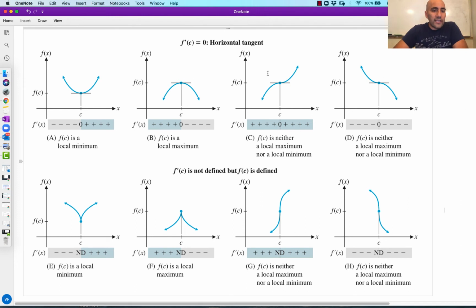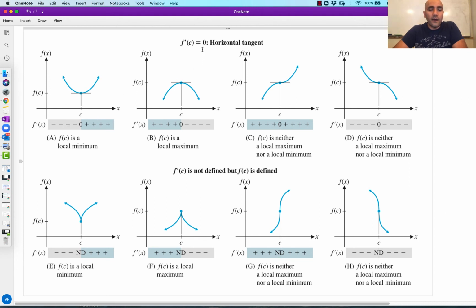In this first example, we have a case where to the left of c, the first derivative is negative. To the right of c, the first derivative is positive. At c, the first derivative is 0. And so what we have here is a case where we have a local minimum. Okay, that's what a local minimum is defined to be, a case where we see a transition from a first derivative that's negative to a first derivative that's positive.